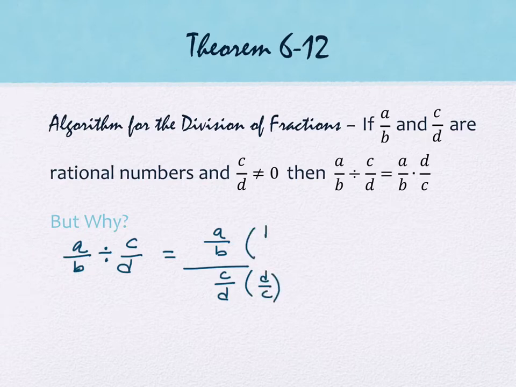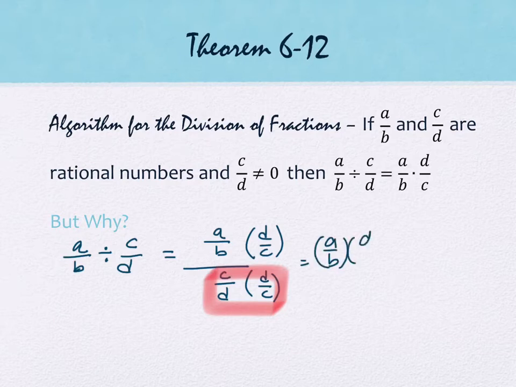And the reason that's true is because what is c over d times d over c? Yeah, that's the multiplicative inverse at play there. It's going to equal the number 1. So when I do this, I end up with a over b times d over c over 1, which is the same thing as a over b times d over c, which is what I wanted to end with anyway. So it's really just happening because there's that multiplicative inverse property coming into play yet again.